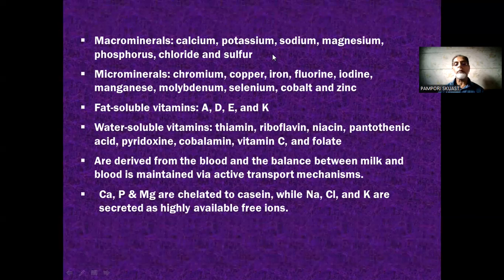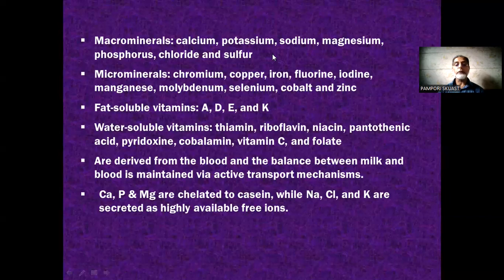They are all derived from the blood plasma, then transported into the epithelial cells and into the lumen, or the milk, through the paracellular pathway, or directly from the basal membranes to the apical membranes by membrane transport. A balance is maintained between milk and the blood via active transport mechanisms for these constituents of milk.